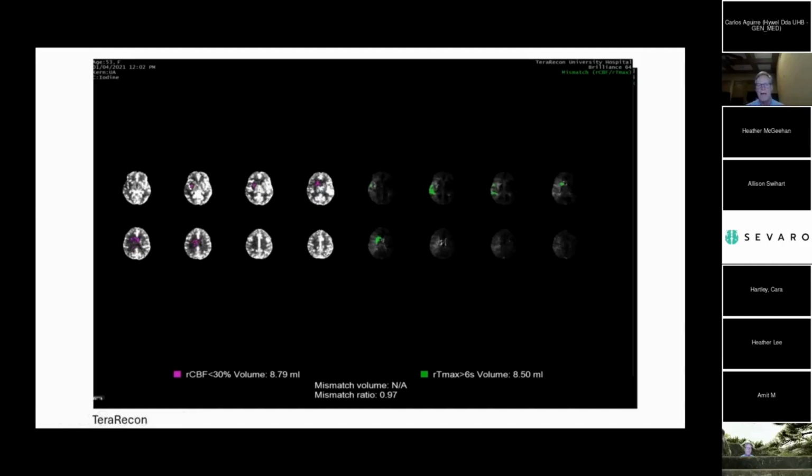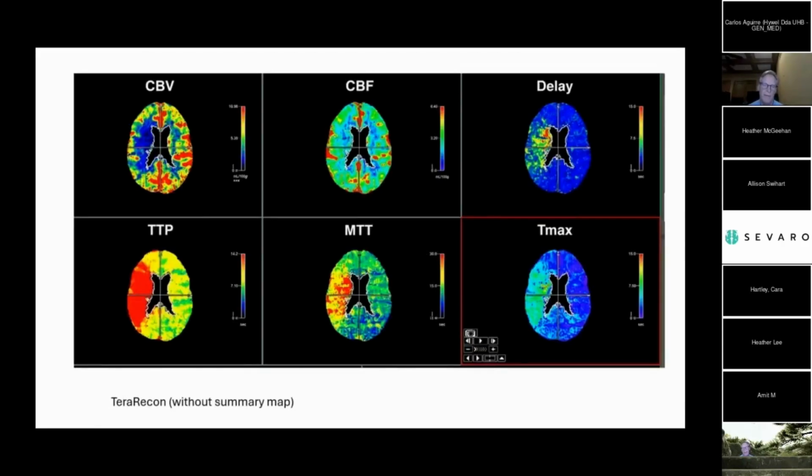Truthfully, I don't like the summary map display. I'm not as comfortable as I am with the other ones. And it's probably more of a me problem than a them problem. But having said it, in this case, I would probably rely more on the individual perfusion maps than I would their summary map. With that in mind, let me show you one final case that does not have a summary map. It's a TerraRecon case.